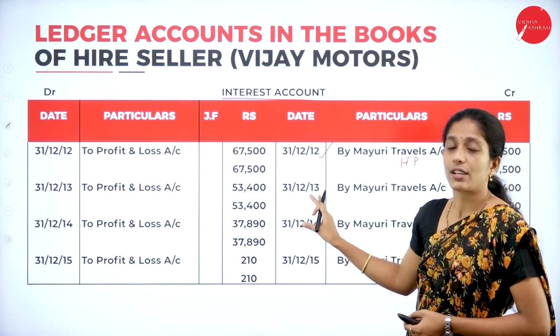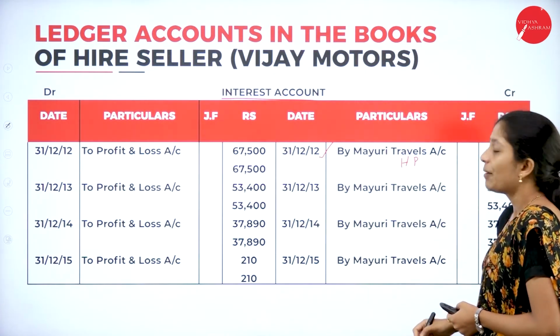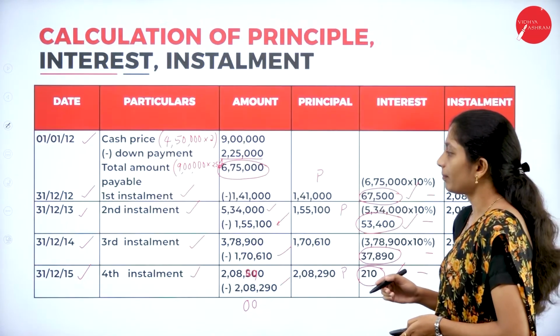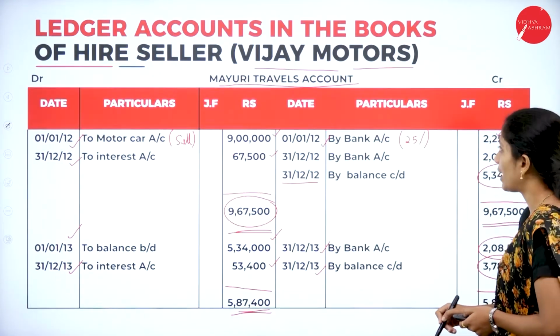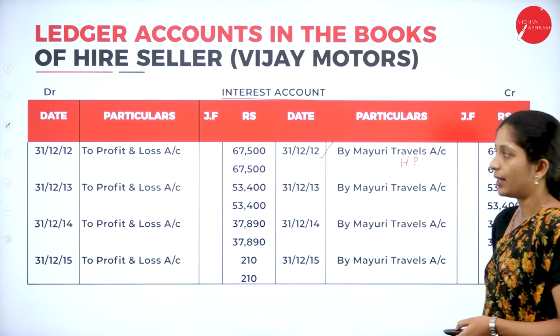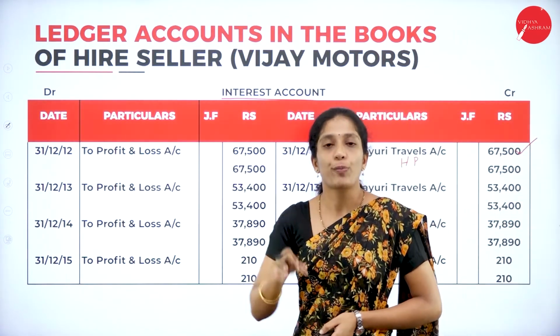So how do you record in your interest account? By hire purchaser. Here hire purchaser is Mayuri Travels account. So what is the first year interest? So first year interest is how much? 67,500. So record that 67,500. Now, this interest has to be transferred to profit and loss account.